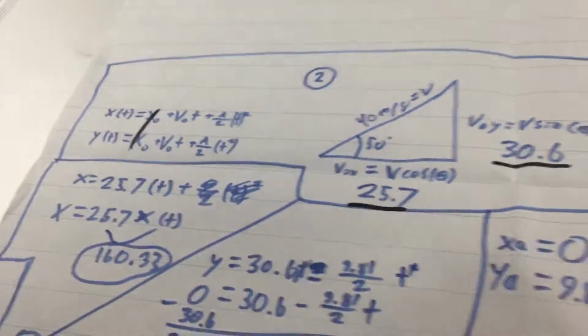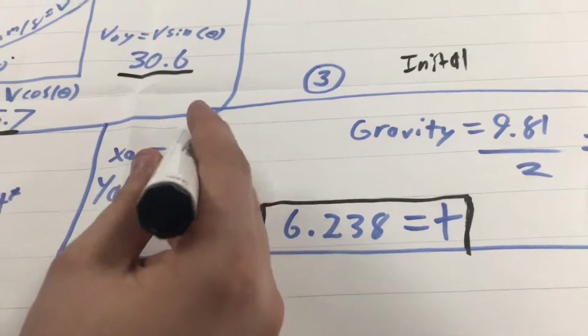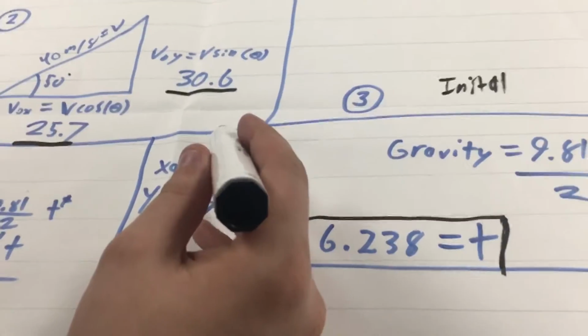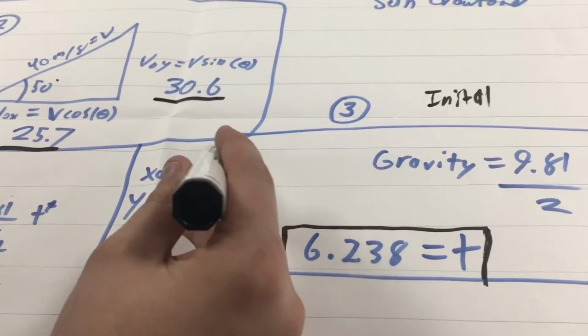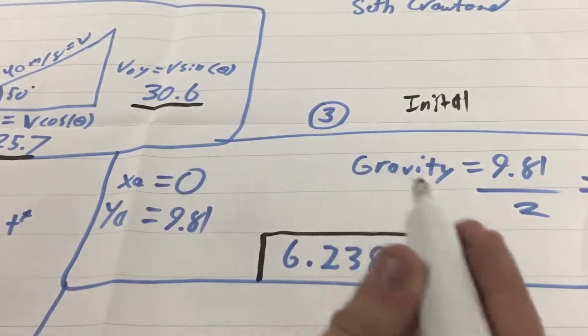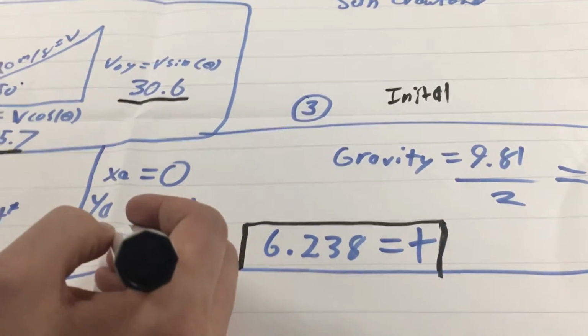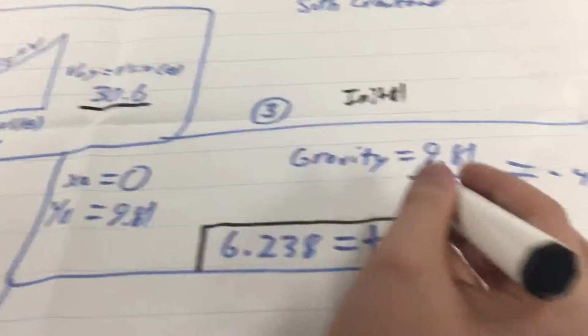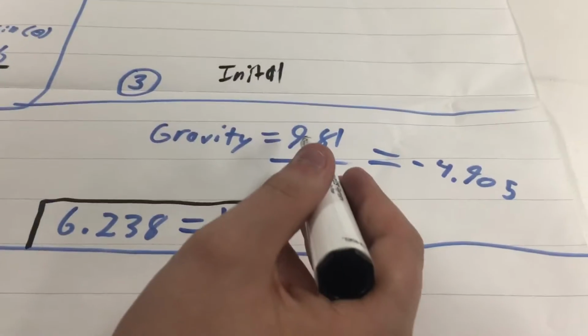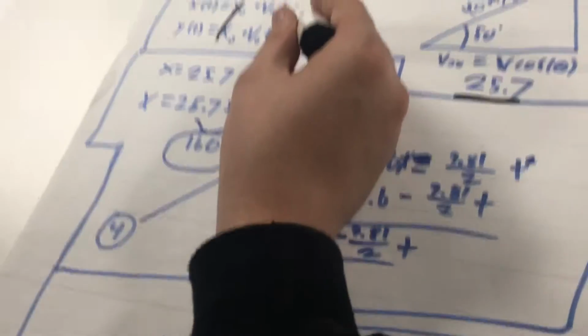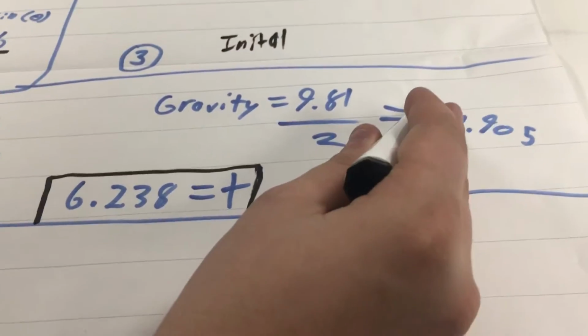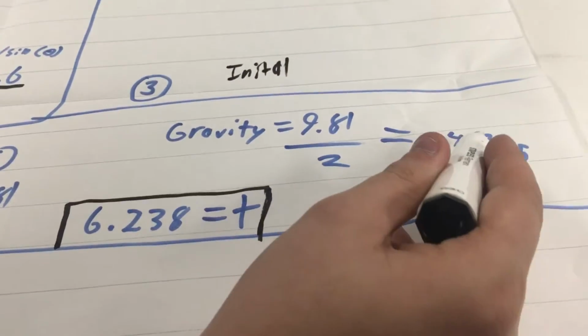Then we have to find the A part of this, which is acceleration. Since we aren't accounting for things like air resistance, the x acceleration will always remain 0. But there's always a constant that makes all objects fall. That is gravity. We take gravity, and since the problem is asking us to divide by 2, we'll make it negative. We'll make it 4.905.